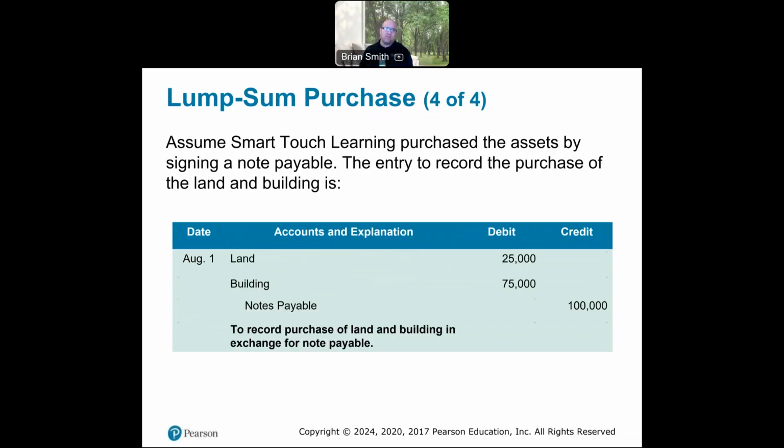So our journal entry will look like this: debit land for 25,000, debit building for 75,000, and we'll credit notes payable for 100,000. This is how you do a lump sum purchase. It doesn't matter if you have 2 or 20 assets, you're going to do this exact same exercise each time.